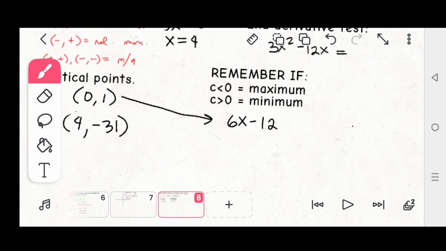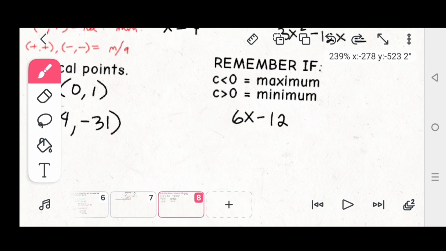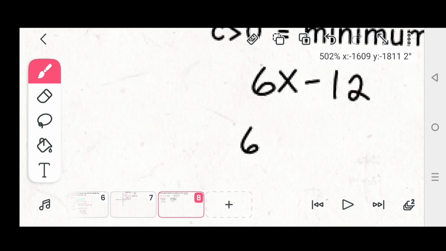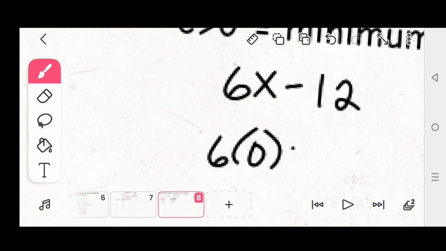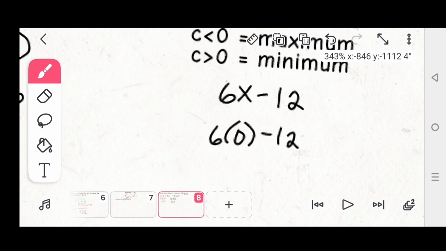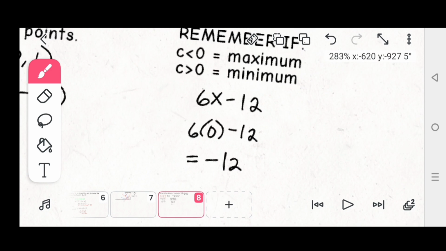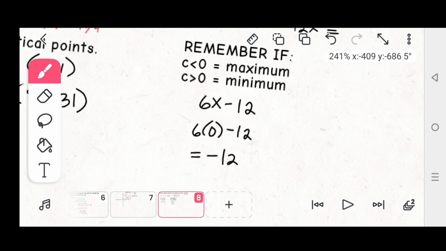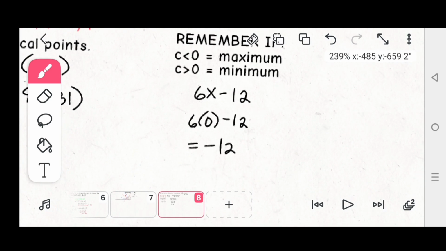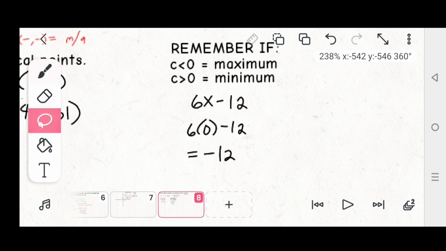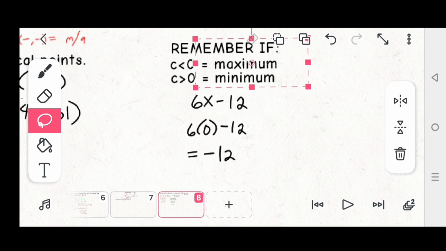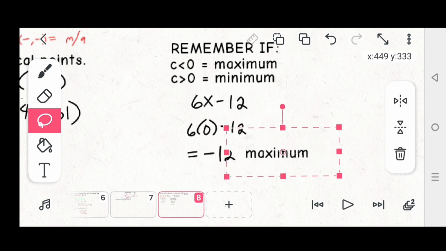And now we are going to substitute the values of x. 6 times 0 minus 12, and this answers to negative 12. So since it's negative, it's less than 0. So this means that this is a maximum. The first critical point is a maximum.